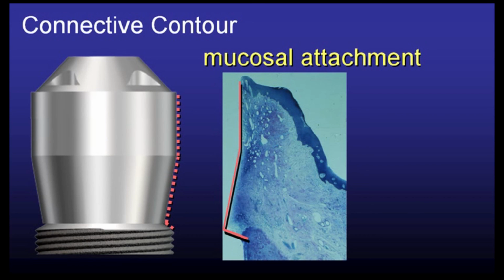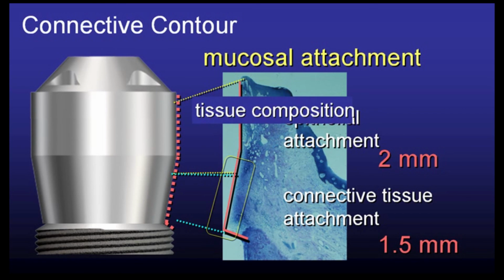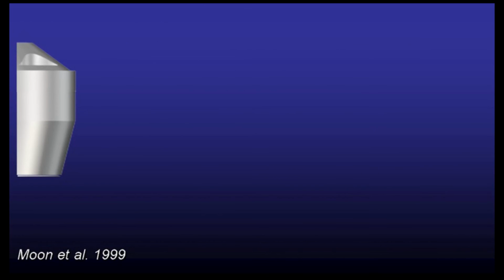Now, the epithelial attachment, which is the coronal portion of the mucosal attachment, is then followed by a connective tissue attachment. The height of the epithelial attachment is about 2 millimeters, and the height of the connective tissue attachment 1.5 millimeters. This means that the biological width of the soft tissue attachment with the AstraTech system is at least 3.5 millimeters. So what is the composition of the tissues that are now facing the implant? We forget about the epithelium for the time being, and we concentrate on the connective tissue.